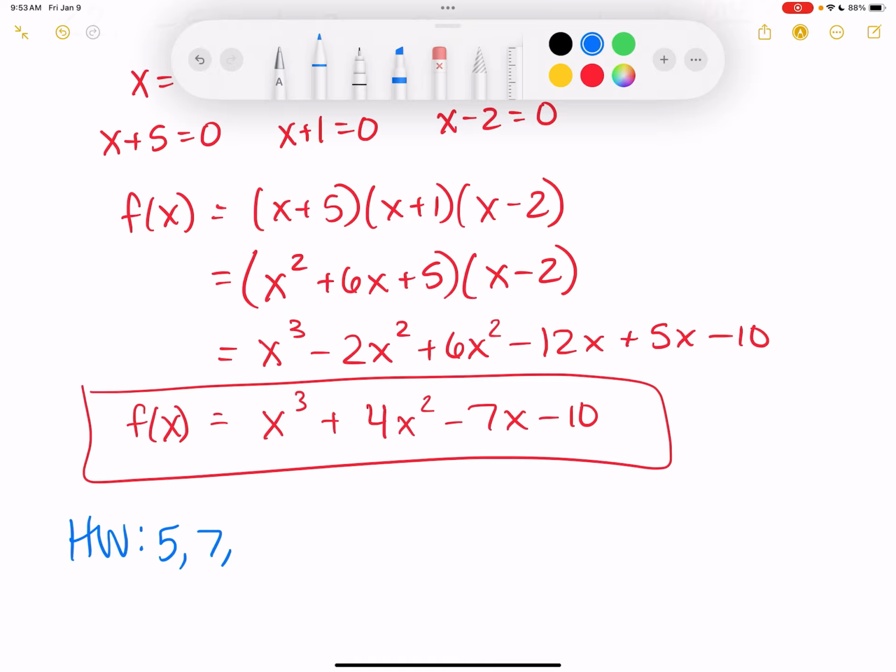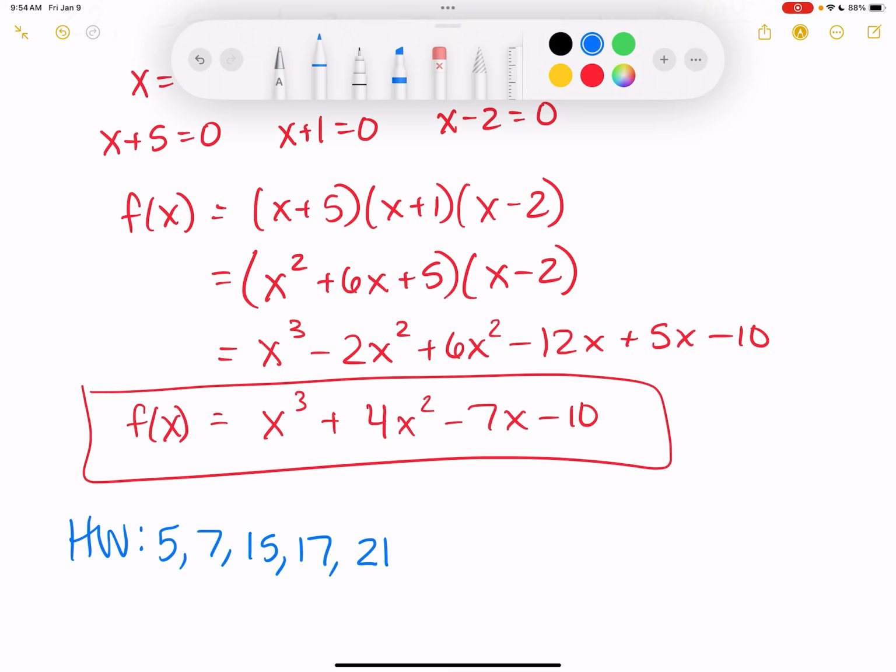5, 7, 15, 17, and then I'm going to have you try 21. That one would be like this one where you're not having to add any other zeros. They've just given them to you.